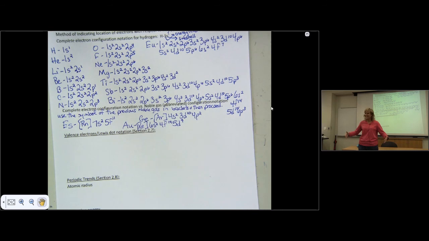Isn't that cool? Chickens and dogs and chemistry. I mean, it's cool, isn't it? So, all right. Does that make sense now? If it doesn't make sense, then just do it. Okay? Just 4s2, 3d10, and then keep going. Just do it. All right?